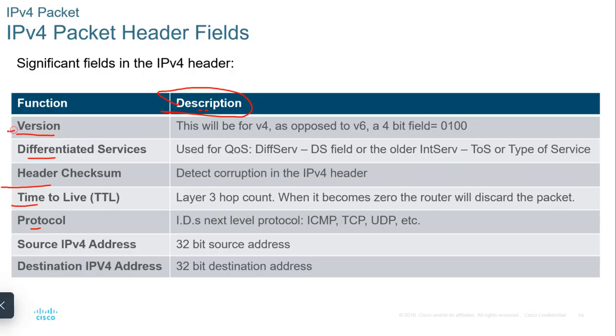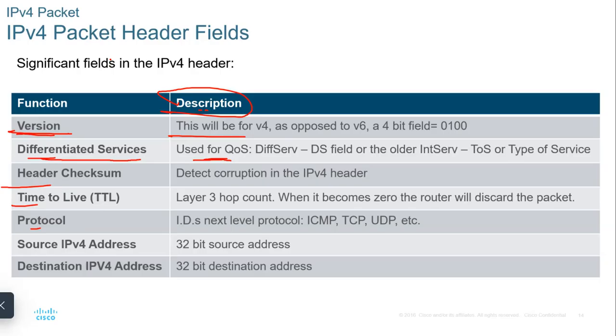Now the fields and their descriptions. Version tells which version it is, 4 or 6. Differentiated service is used for quality of service. It deals with priority when it comes to types of traffic: we have voice over internet, video, and normal traffic. This helps to categorize and prioritize which should go first or be given first priority.